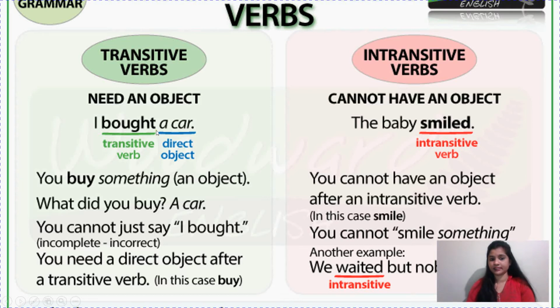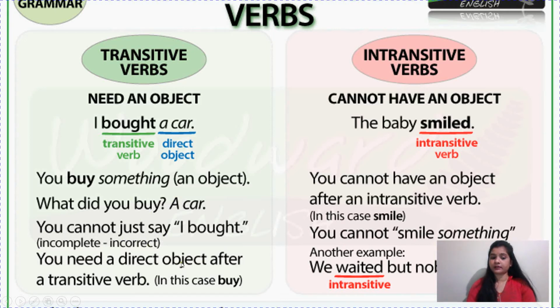A transitive verb means it needs an object to make it a complete sentence. And an intransitive verb is itself a complete sentence. It does not need any object to make a sentence complete. Like you buy something. So it is an object. You have to fill in the object here. What did you buy? A car. You cannot just say I bought. What? What have you bought? So you have to answer it. So it is incomplete. It is incorrect also.